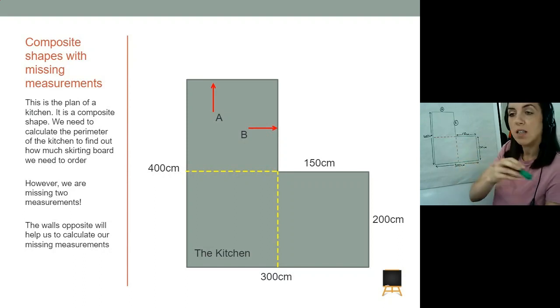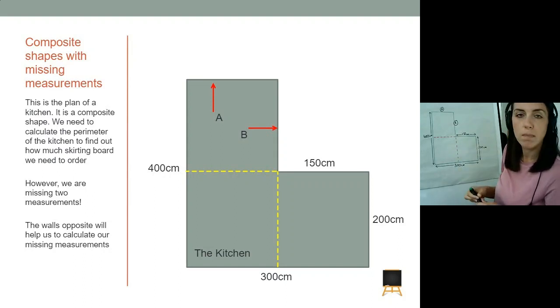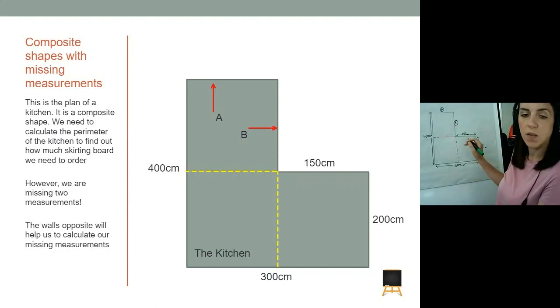So we'll talk about skirting. It goes all the way around the edge of the room. So we're looking at the lengths all the way around. Well, I've got some missing lengths there. So we're missing length A and B. We need to calculate those first before we then add all the measurements up to calculate the perimeter.